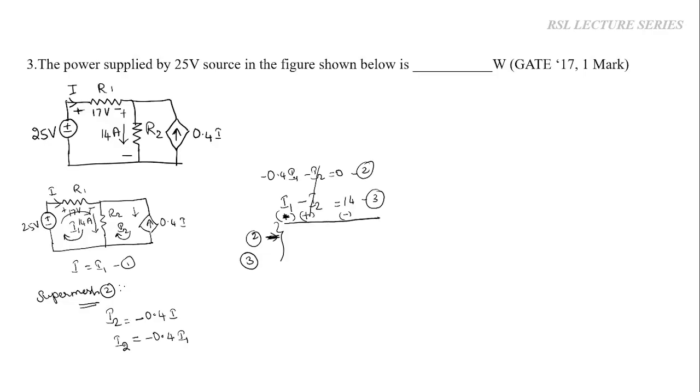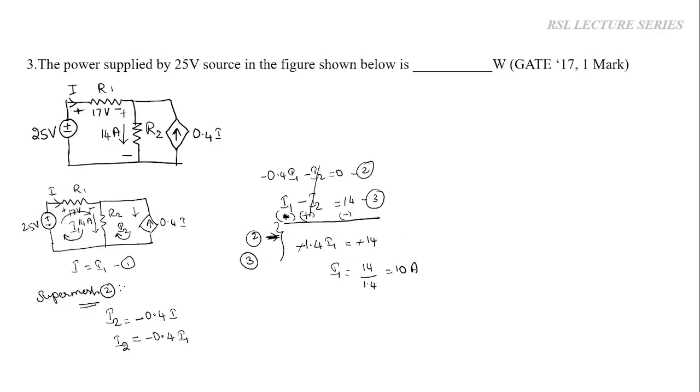This is minus 0.4 I1. This is minus I1, so minus I1 is minus 1, right? So we have to add these two. Minus 1.4 I1 equal to minus 14. So minus will get cancelled. So I1 is equal to 14 divided by 1.4, which is 10 ampere.